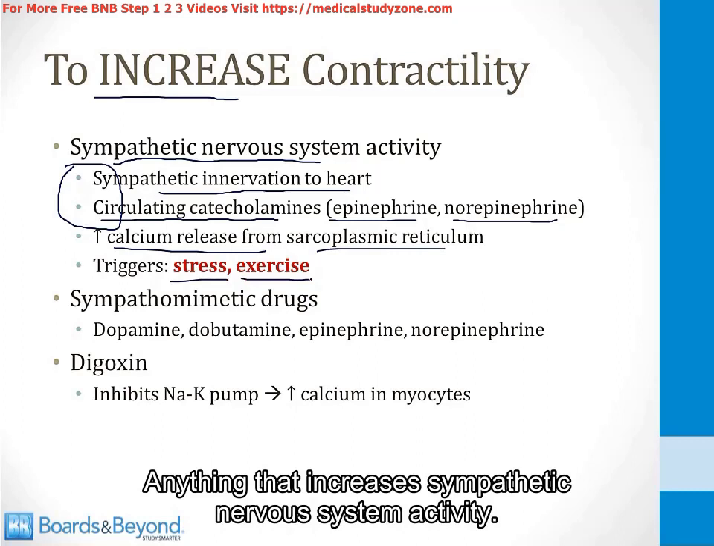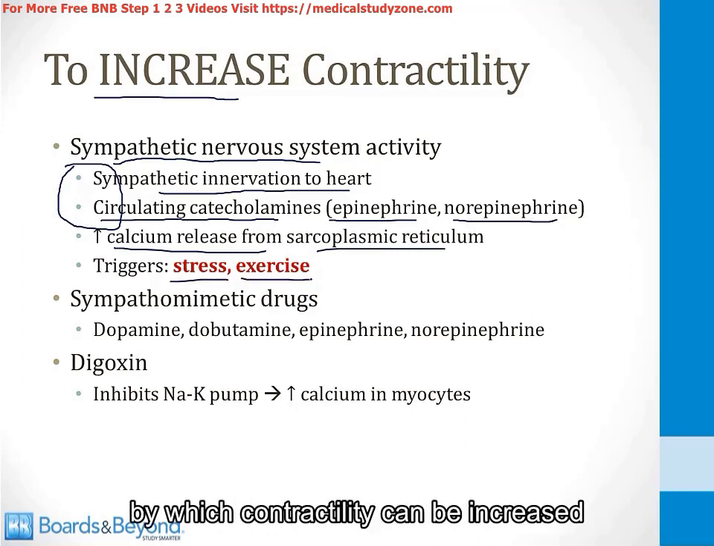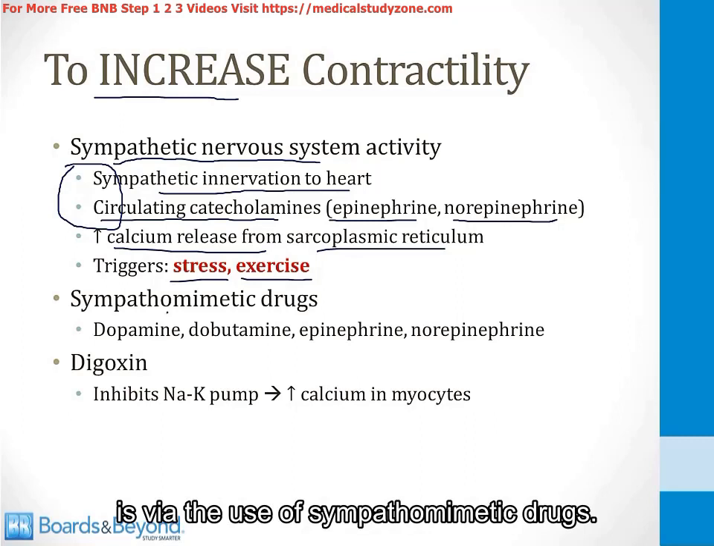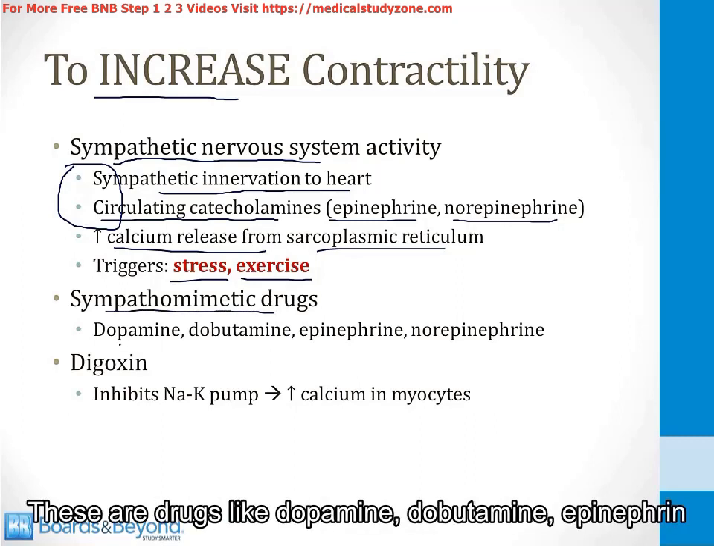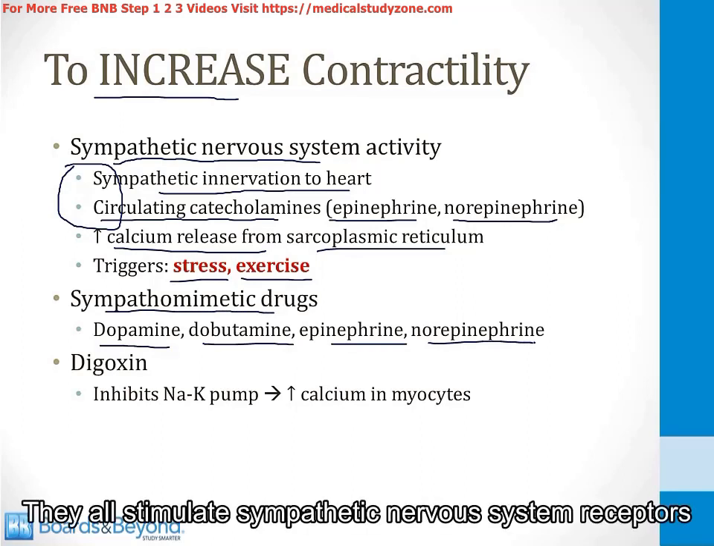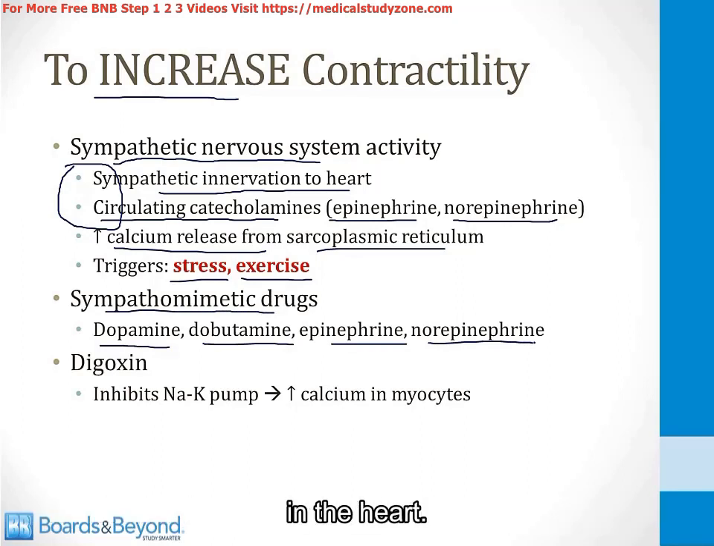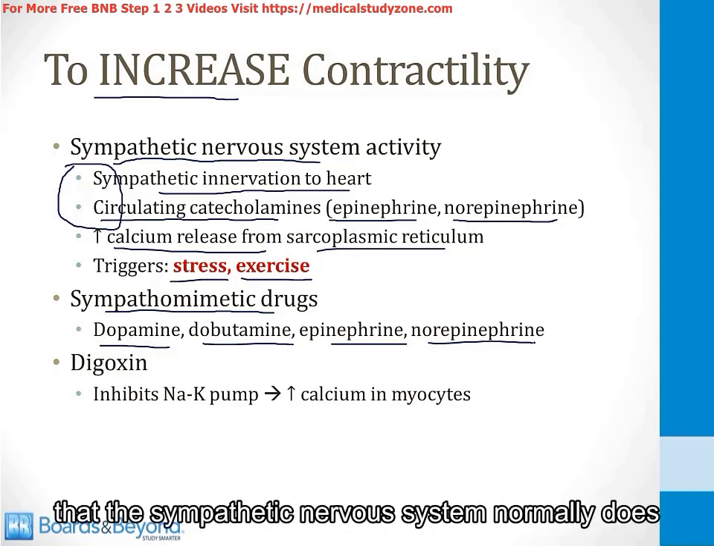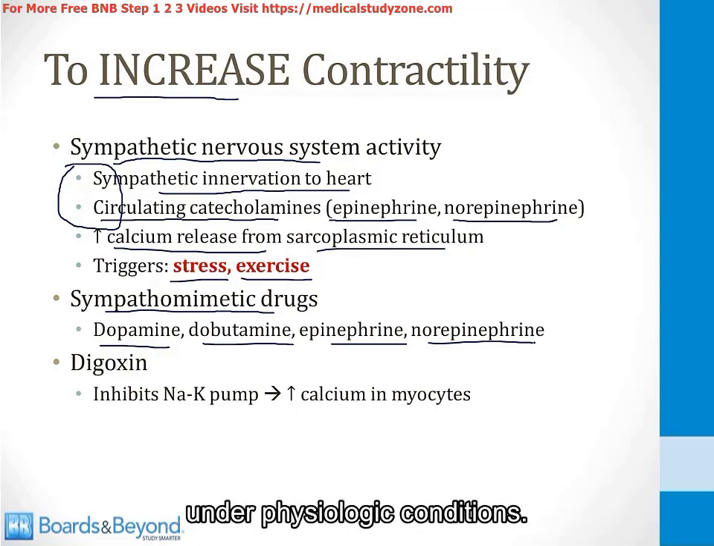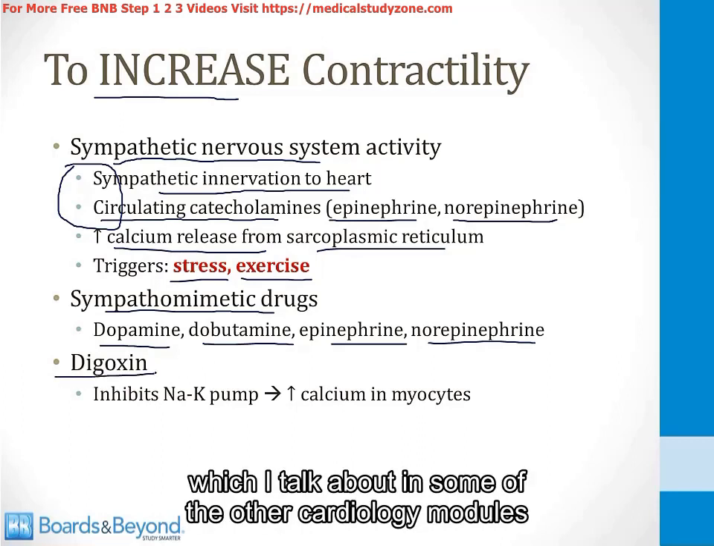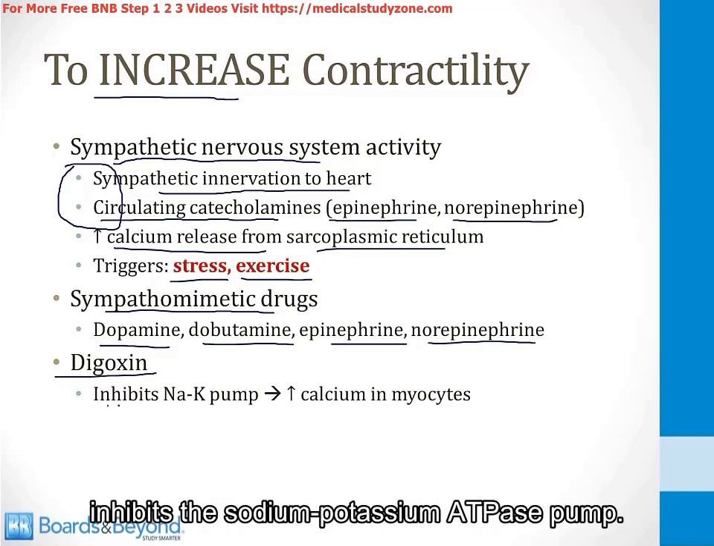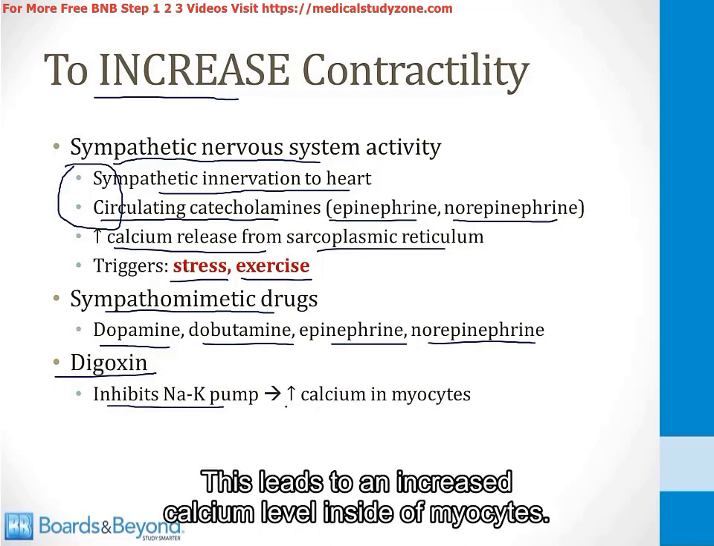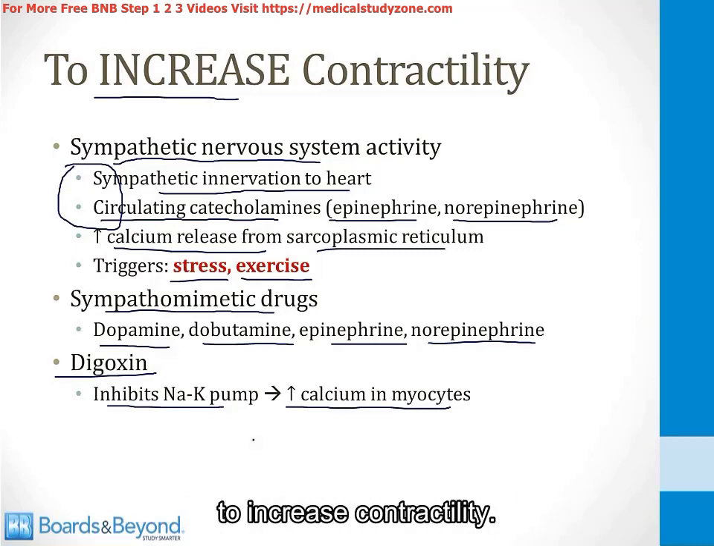A non-physiologic way by which contractility can be increased is via the use of sympathomimetic drugs. These are drugs like dopamine, dobutamine, epinephrine, and norepinephrine. They all stimulate sympathetic nervous system receptors in the heart, and they exert the same effects that the sympathetic nervous system normally does under physiologic conditions. And then finally, the drug digoxin, which I talk about in some of the other cardiology modules, inhibits the sodium-potassium ATPase pump. This leads to an increased calcium level inside of myocytes, and this is another non-physiologic way to increase contractility.